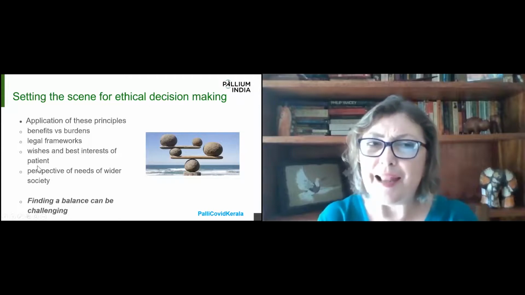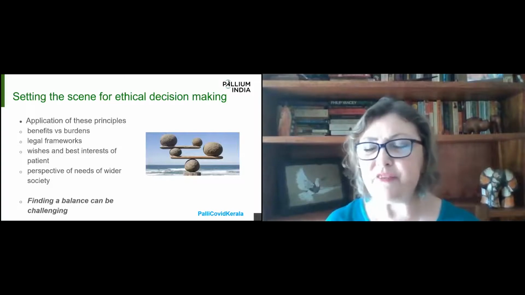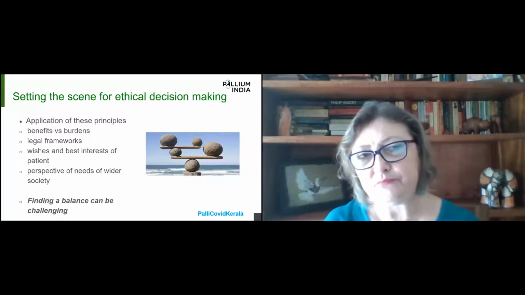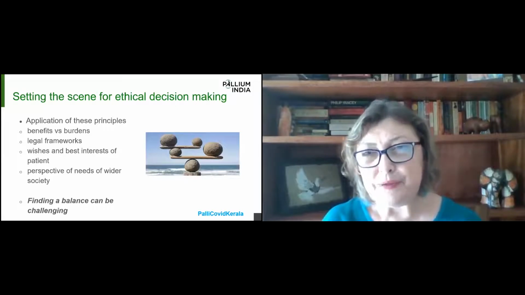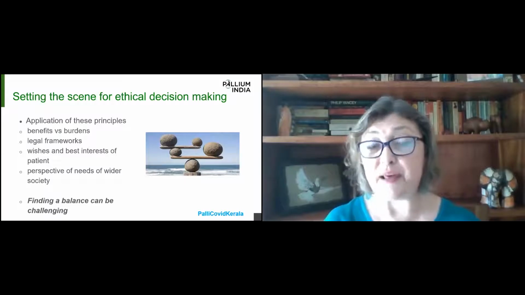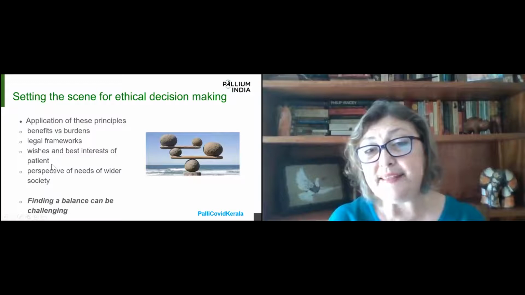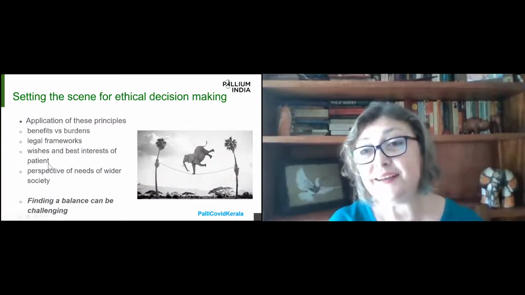So when we look to apply them, we have to do some balancing. What are the benefits and burdens of any intervention? What is the legal framework, and are there any problems with that? In particular, what are the wishes and what is in the best interest of that patient, but also in our wider society? And finding that balance can be tricky and can feel like an impossible task.